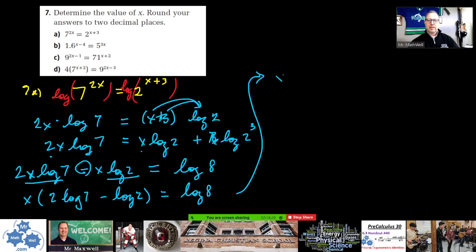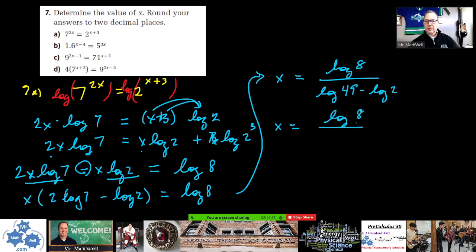When I divide both sides by 2 log 7 minus log 2, that's going to look something like this. Log of 8 divided by, and 2 log 7 is log of 49, I guess, right? 7 squared, minus log 2. And yes, I can use my rules to simplify that denominator as well, if you want. I will. So this is log of 8, and this is going to be a log of 49 over 2. Not that that's going to help us much.